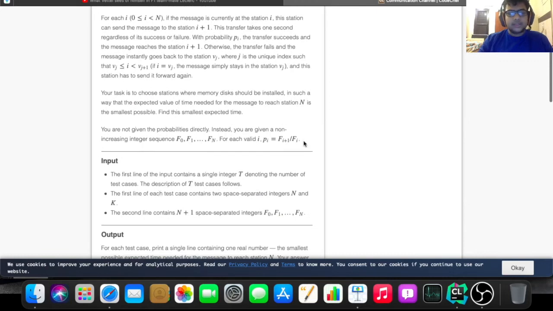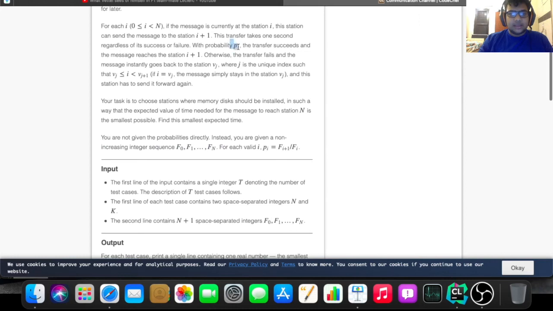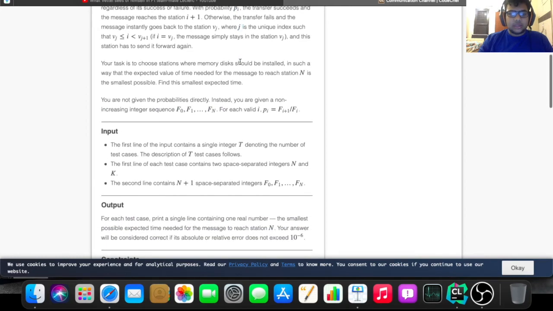Now, one more thing is, you are not actually given the probabilities directly. This pi is not given directly. Instead, you're given a non-negative, non-increasing integer sequence, f0, f1, all the way to fn. And for each valid I, you can calculate pi, which is the probability of success from transferring from I to I plus 1.